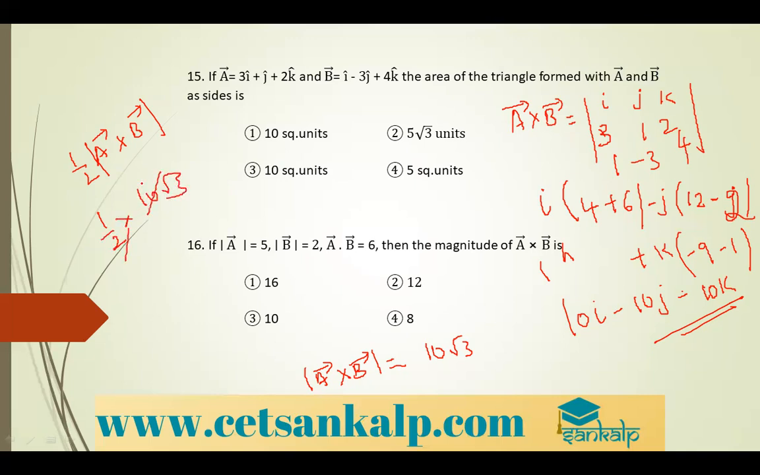So 5 root 3 is very, very important. The final answer is 5 root 3. I hope you are clear with this. So this completes the chapter on scalars and vectors. Okay. So thank you all. Have a great day.